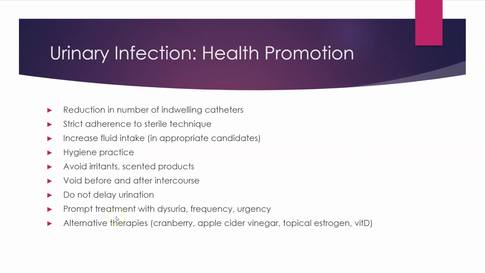Tied with that, if we have this, we should have prompt treatment. That way it doesn't ascend and get more difficult to treat. Alternative therapies, we talked about cranberry juice, or these other things. I've heard more about the cranberry juice than these others. I haven't seen any literature on apple cider vinegar or vitamin D. And topical estrogen is used for other situations, but I haven't heard it used for a urinary tract infection.